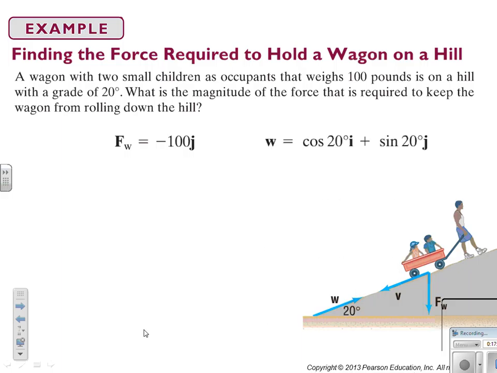We know our W vector is cosine 20 degrees, because the I is the horizontal component and the J is the vertical component. So we know that the force acting in this W direction is cosine 20 degrees I plus sine of 20 degrees J.